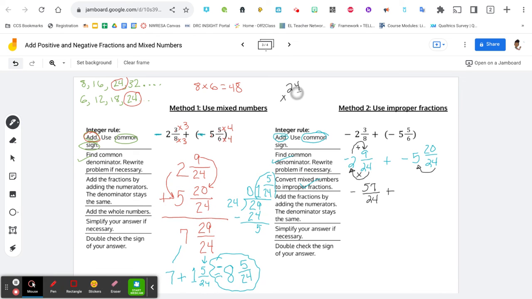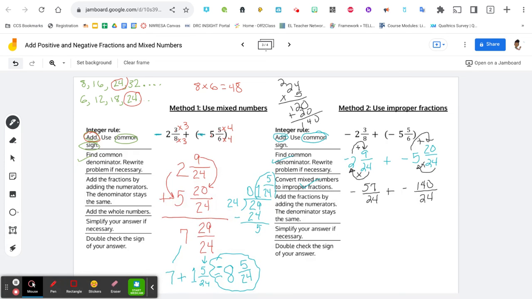24 times 5. 5 times 4 is 20. Carry my 2. 5 times 2 is 10 plus 2 is 12. So that's 120. But to that 120, I have to add 20. So if I add 20 to that, I'm going to get 140. So this is going to be 140/24. Look how big those numbers are getting. The bigger your numbers, the more likely we are to make mistakes.